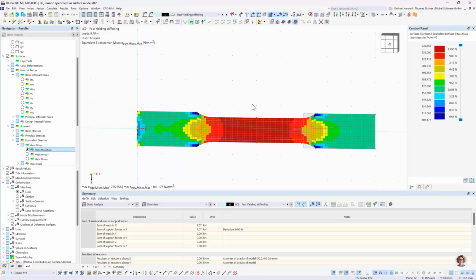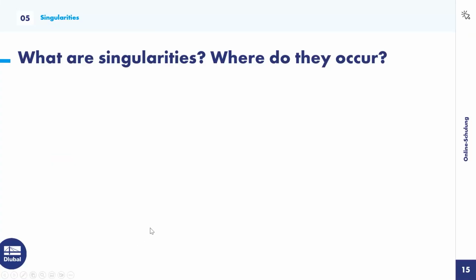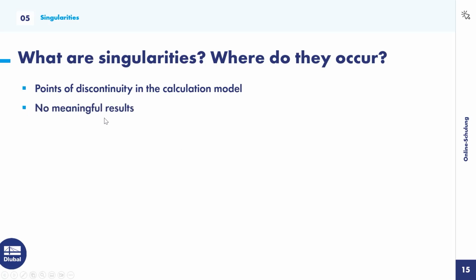And now we can get to our last part of the day. And this will be our singularities. So let's go into PowerPoint again. Singularities, well, what are these and where do they occur? First, they occur at points of discontinuity in the calculation model. The problem is they deliver no meaningful results. It's a model problem and it's not a physical problem that really occurs on site.